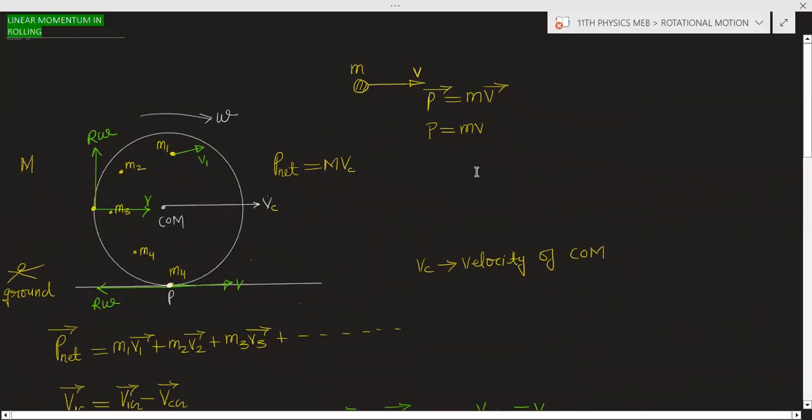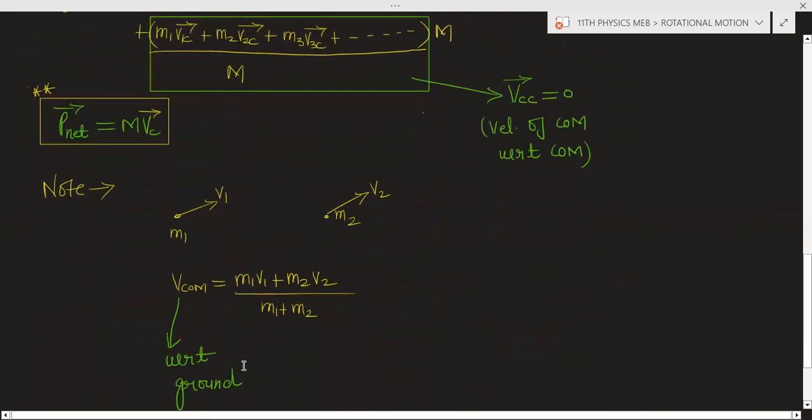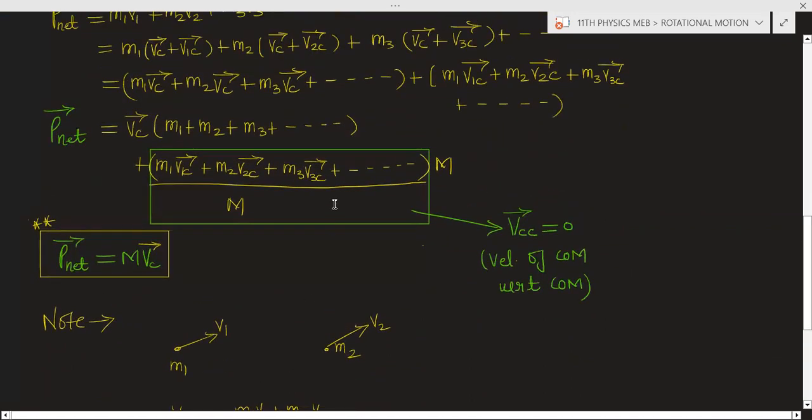So the very last step, from there to P net equals MVC. Actually, you are asking where I got this, from capital M.